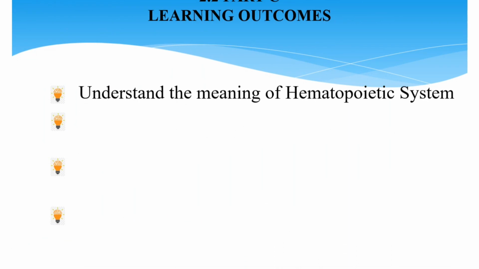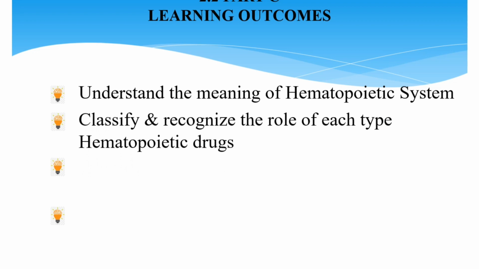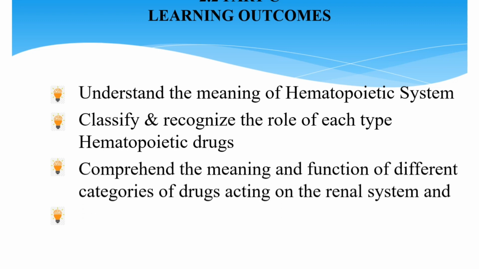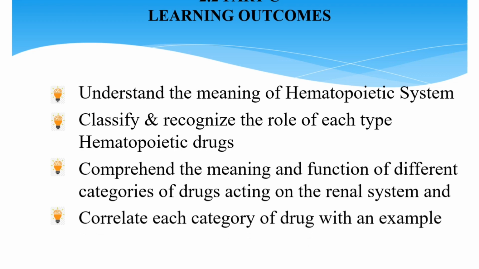Learning outcomes. By the end of this chapter, the learner would be able to understand the meaning of hematopoietic system, classify and recognize the role of each type of hematopoietic drugs, comprehend the meaning and function of different categories of drugs acting on the renal system, and correlate each category of drug with an example.